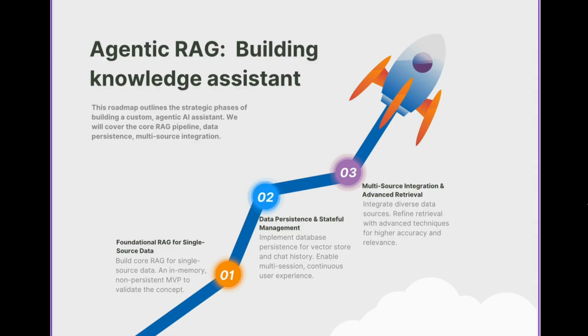In phase two, we'll add persistence and memory. Imagine uploading a doc today, coming back next week, and the assistant still remembers it. And in phase three, we'll go big, multi-source integration, not just PDF, but email, database, even websites. Basically, your own personalized knowledge assistant.